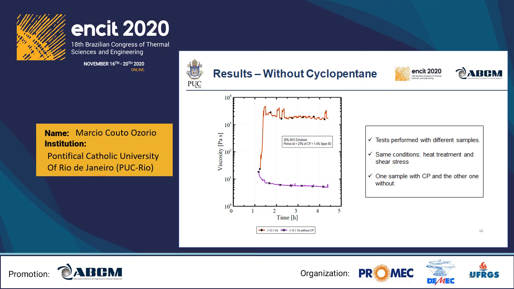The sample of the red curve had CP, and the sample of the purple didn't. With these results, it is possible to see that for the sample without CP, there was no increase of the viscosity, which means that no hydrate was formed. So, we can assume that when the positive temperature was achieved, either no ice was present, or its presence didn't lead to a viscosity increase.